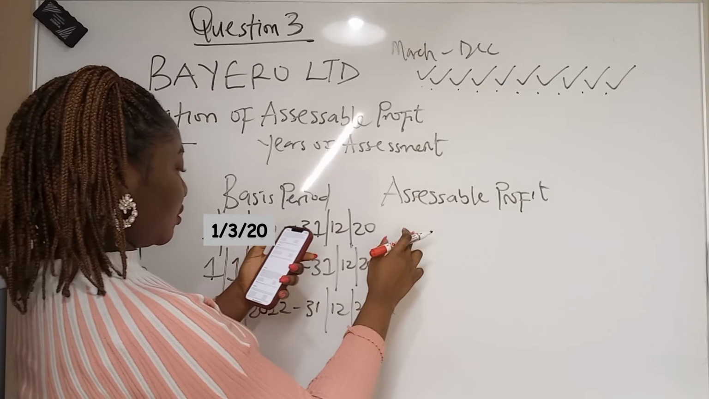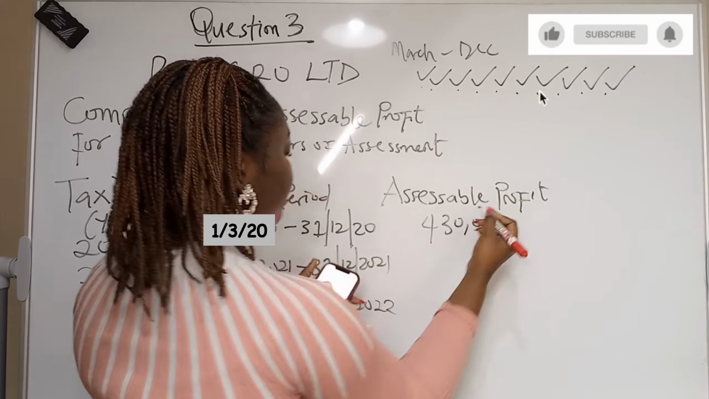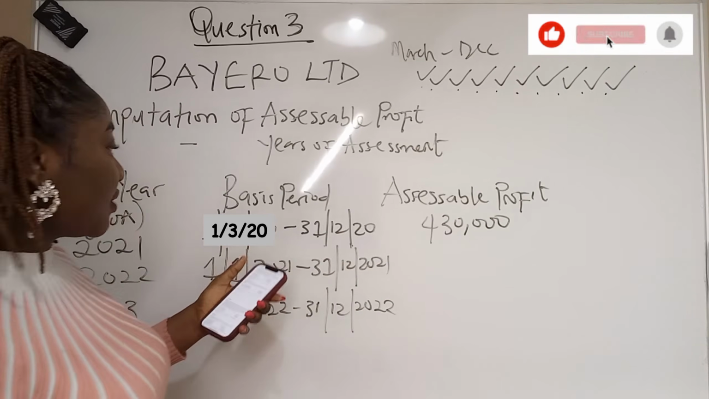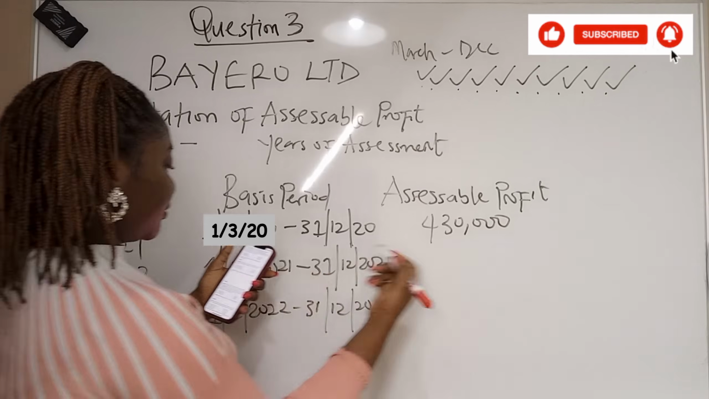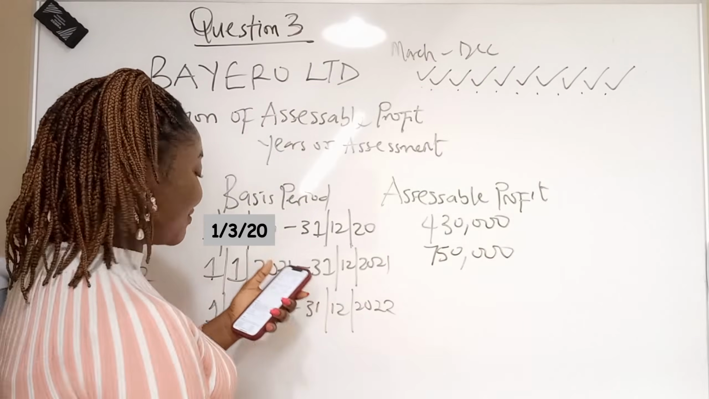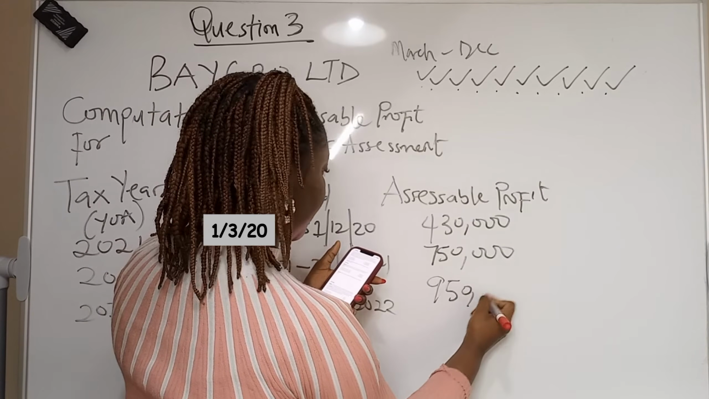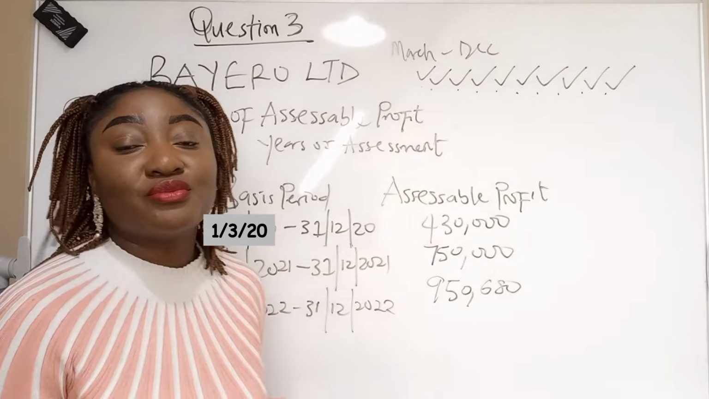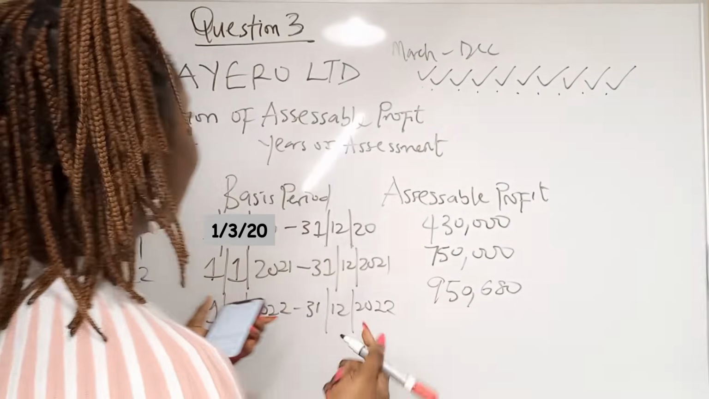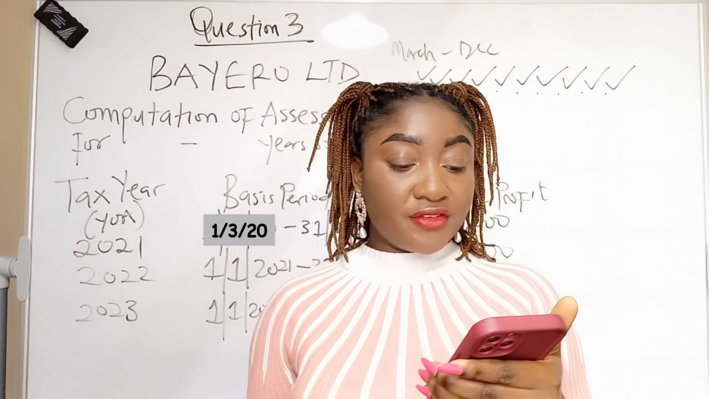So you just put the profit you have, 430,000 naira. Then year ended 31st December 2021, 750,000. This question is so simple. It's from the assignment of the previous class, and here we have 950,680. So if this was what you solved, you got it. Okay, then the next question, question 4, you have it on the screen.